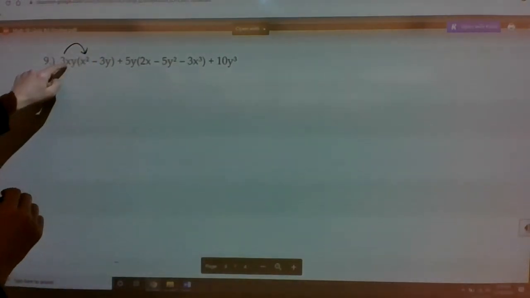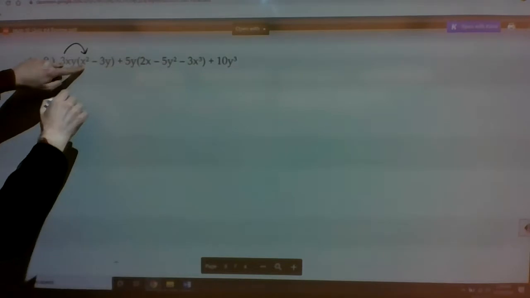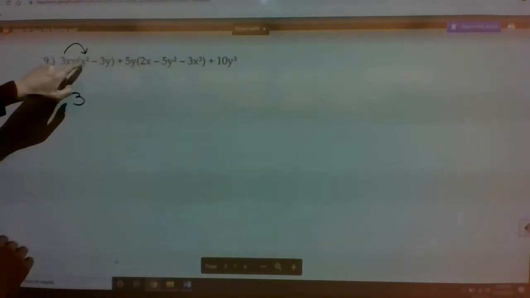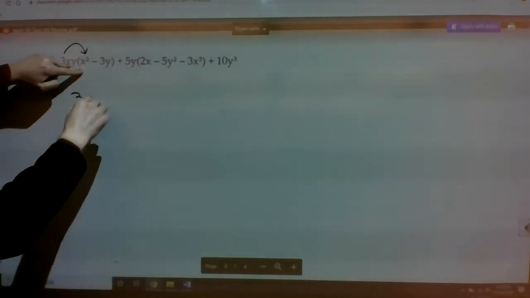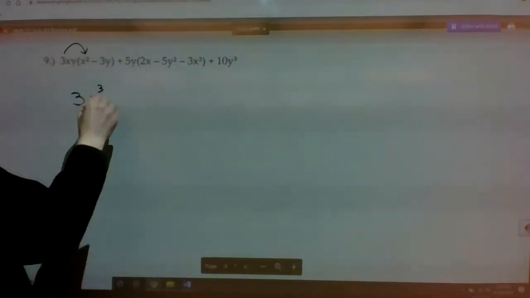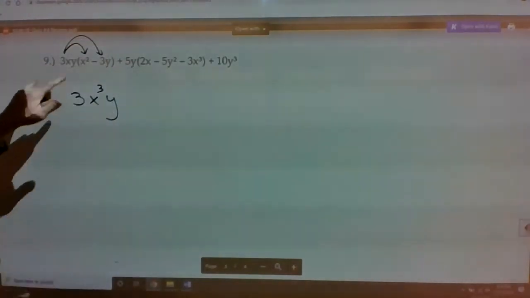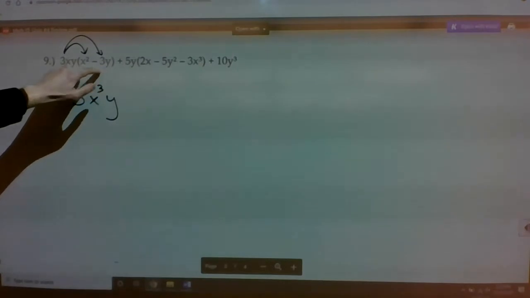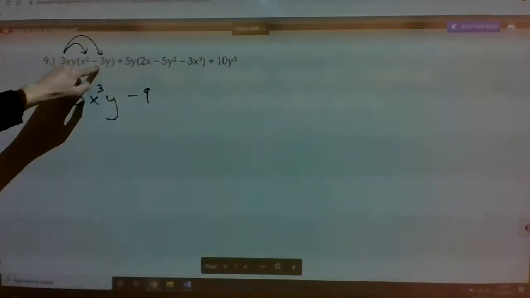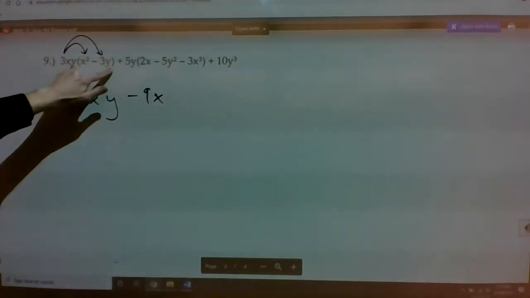When you take 3xy times x squared, the coefficient's going to be 3. It's x times x squared, so now it's going to be x to the third power, and then there's going to be a y right there. Multiply it again by the -3y. 3 times -3 is -9. There's just one x, but now there's 2 y's.